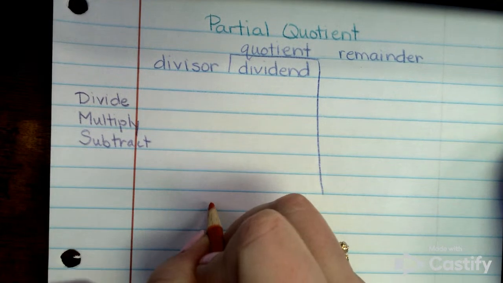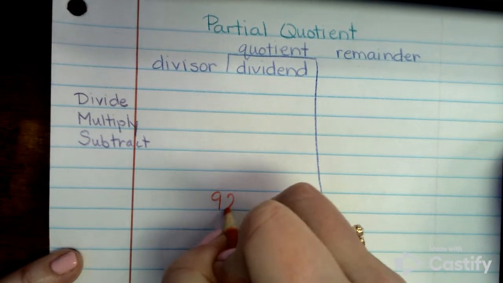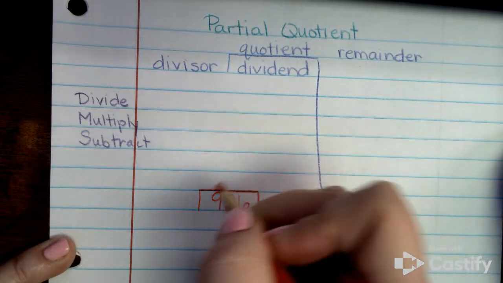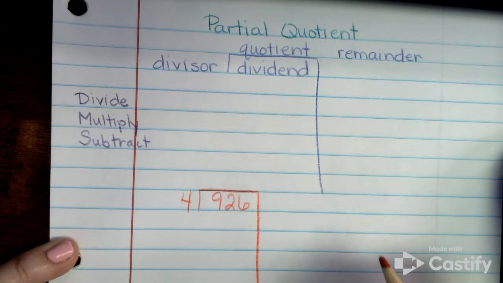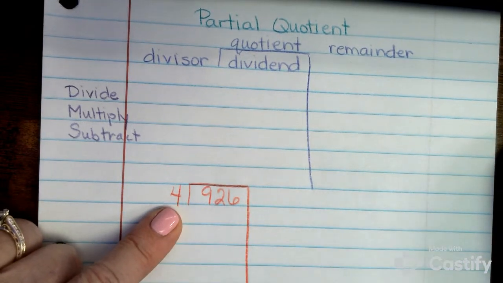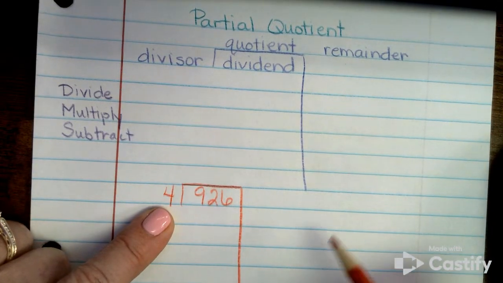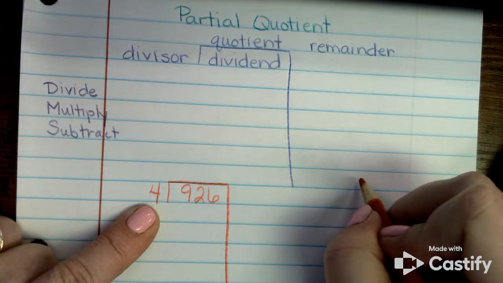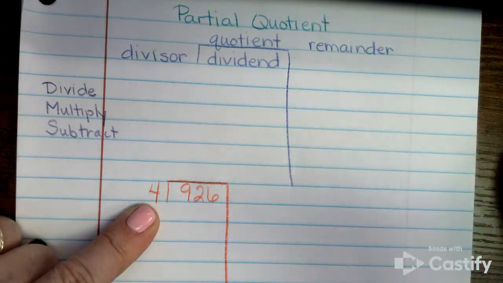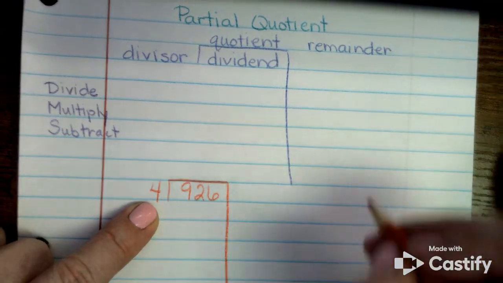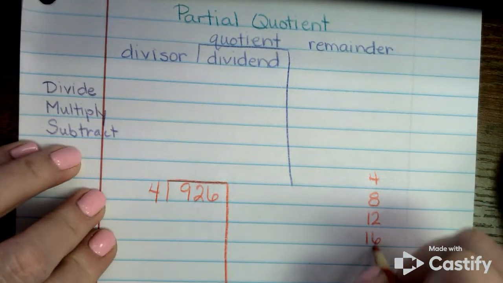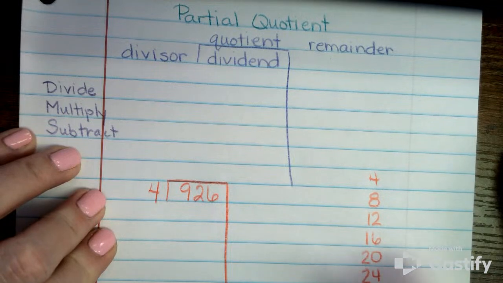If our problem is 926 divided by 4, we will start by using our divisor 4 in a brain dump. So a brain dump is when I write down all the things I know about 4, all my multiples of 4, so that I can use them every time, because that's the only thing we're multiplying by in this problem, since it's our divisor. So 4, 8, 12, 16, 20, 24, 28, 32.